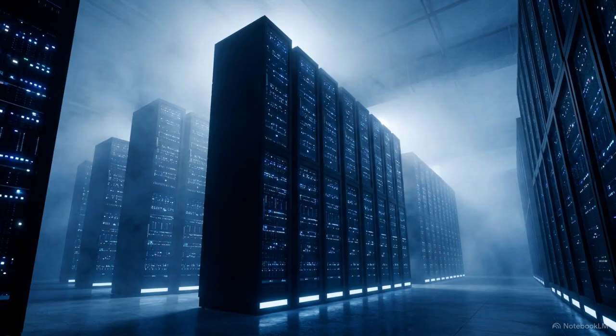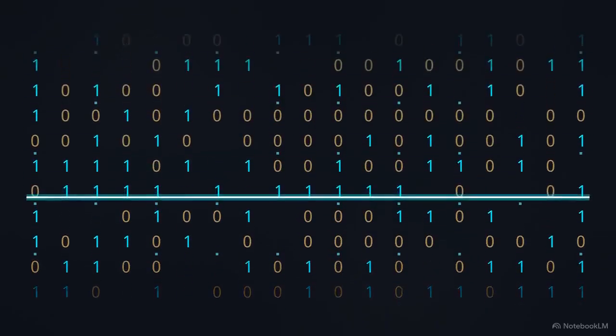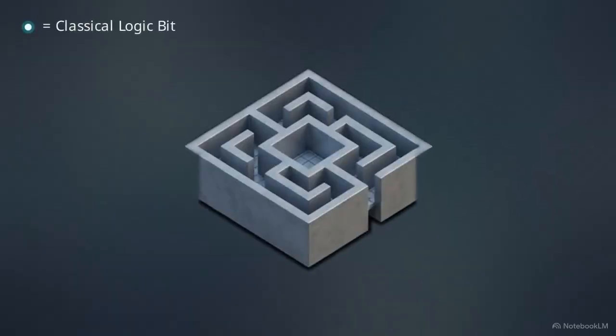Every device you own, from the phone in your pocket to the world's most powerful supercomputers, operates on a binary system of ones and zeros. To find the exit to a maze, a classical computer acts like a mouse. It runs down one path, hits a wall, turns around, and tries another. It solves problems by exploring every path individually.